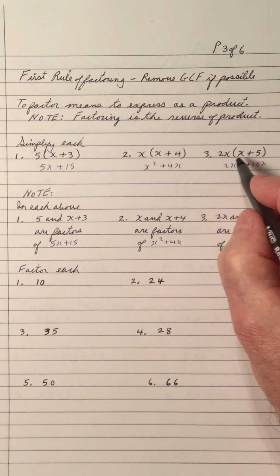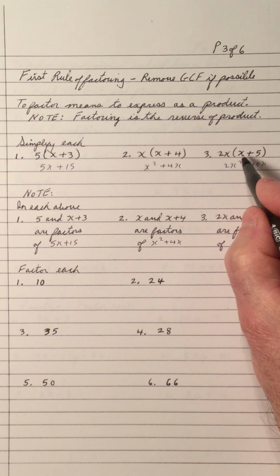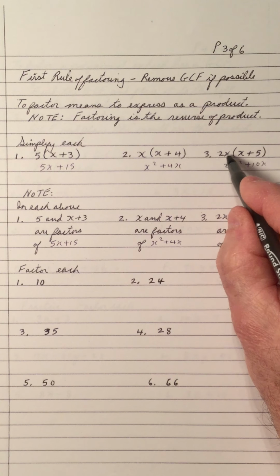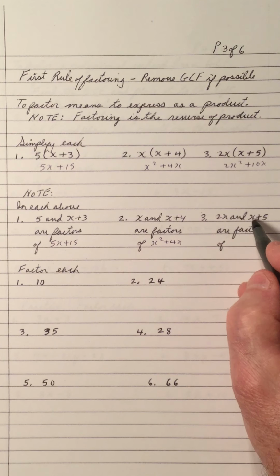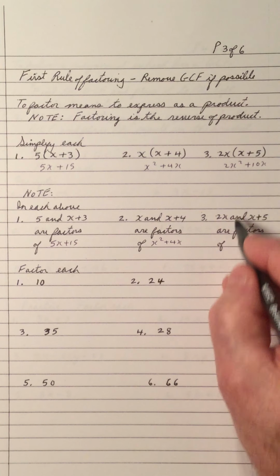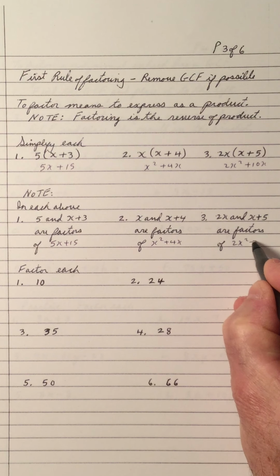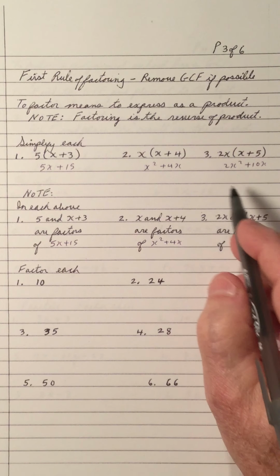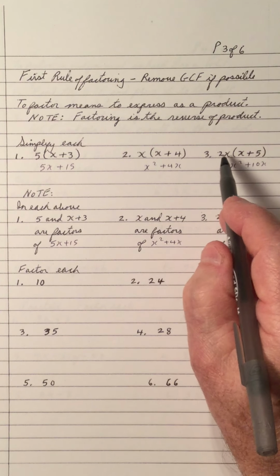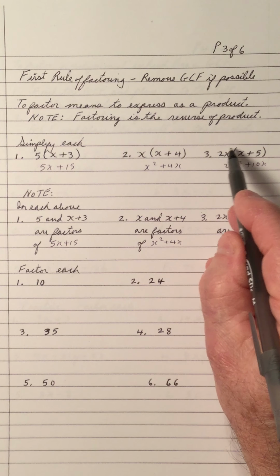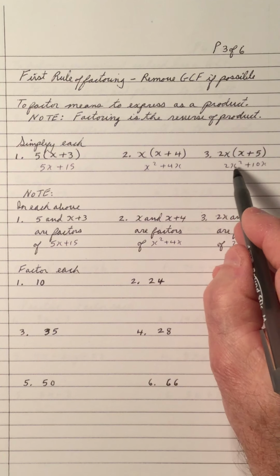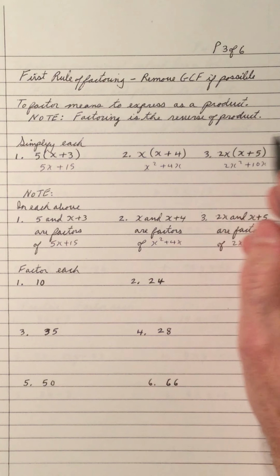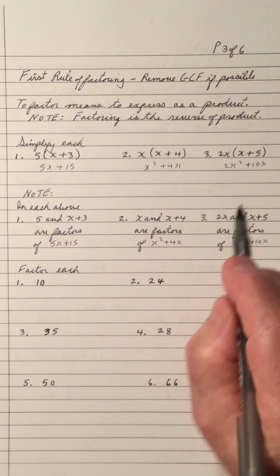And 2x times x plus 5, they're the two factors, because it's 2x times x plus 5. So they're the two factors which are factors of the product, which is 2x squared plus 10x. So what happens is that we're factoring these. Notice if you multiply by FOIL, now we're going to learn the reverse. We're going to go the other way.